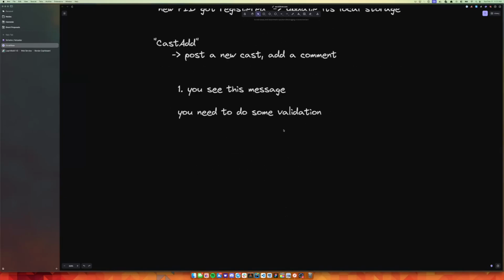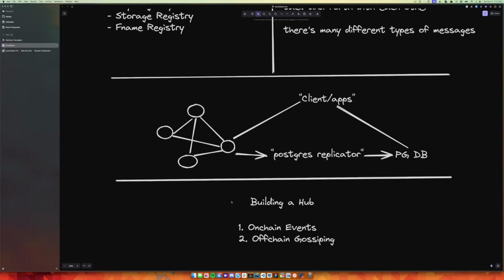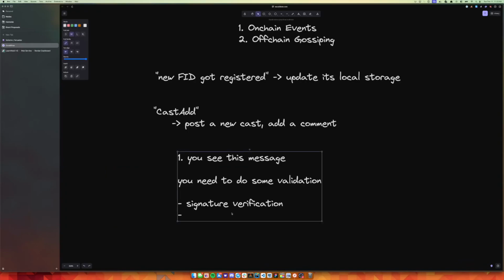This is not an exhaustive list by any means, but just for example's sake, you might need to verify the signature. It claims to be from FID number 1, let's say. So you need to verify the signature to make sure it is coming from a key associated with FID 1, which means, by the way, you need to have the key registry events fully synced up to associate keys with FID number 1. So signature verification is one example. You also need to, in the case of cast adds, check the length of the cast, which is currently restricted to 320 bytes.